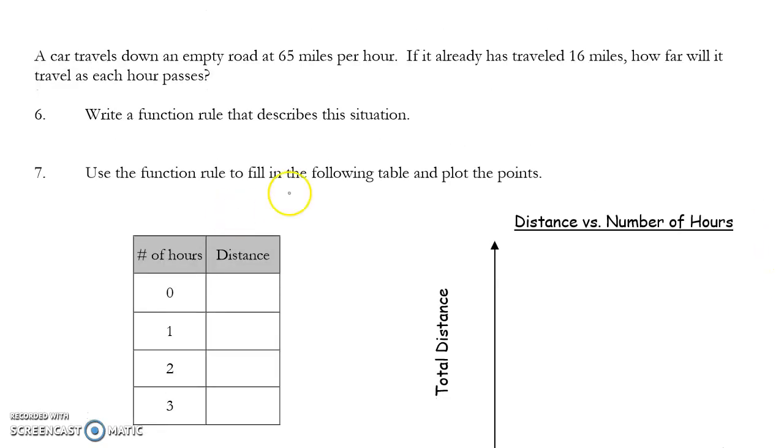I'm going to define my variables then. I'm going to call x the number of hours, then my distance I'm going to call d of x. So my function rule, writing this function rule, the distance as a function of the number of hours will be equal to, if we think about what this looks like, what the problem is saying is that our car is here already 16 miles past its starting point. So we're starting the problem here. From here, it's traveling 65 miles per hour.